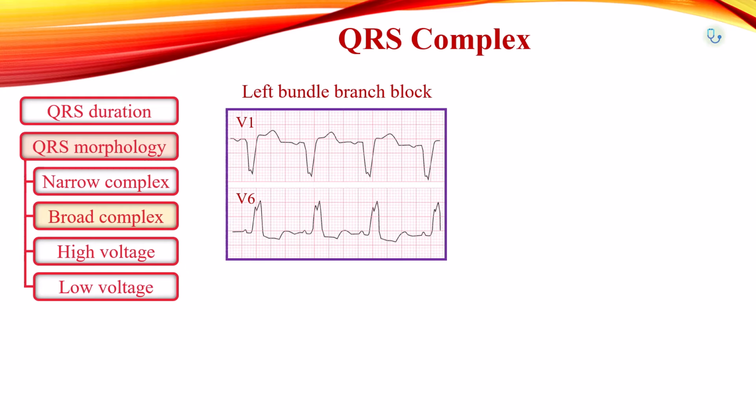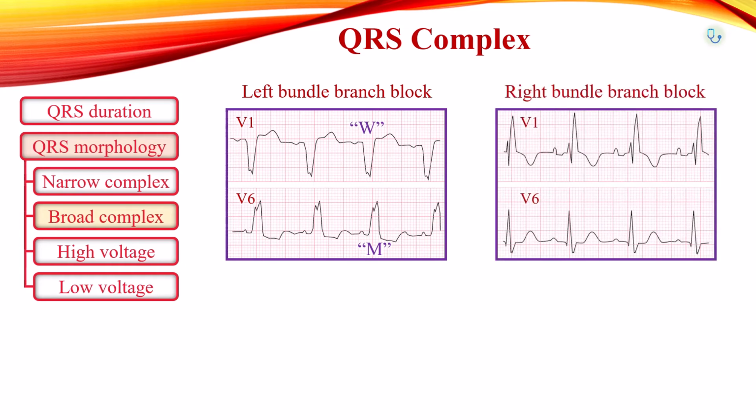Left bundle branch block is characterized by a deep and broad S wave in V1, W-shaped QRS complex, broad and notched R wave, M-shaped complex and absent Q waves in V5 and V6. In right bundle branch block, RSR prime pattern in V1 or M-shaped QRS complex, and deep slurred S waves or W-shaped complex in V5 and V6 can be observed.